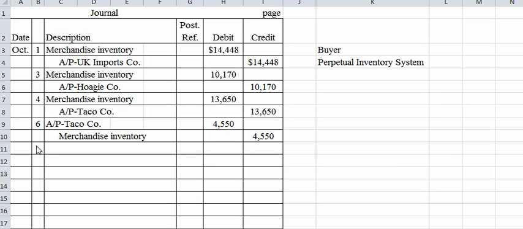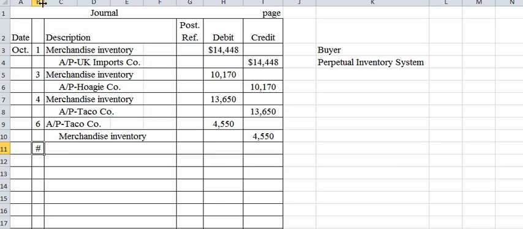Okay, you guys, we'll continue working problem 5-1A on pages 255 and 256 in your text. We'll start back with the 13th. Now here's where it gets interesting. It says paid Hoagie Company for the invoice of the third less discount.